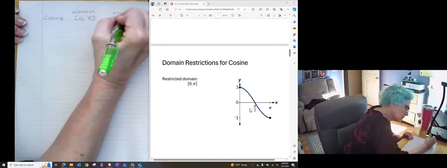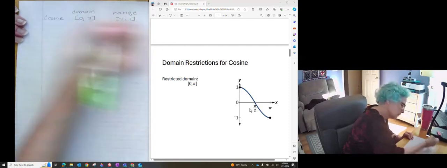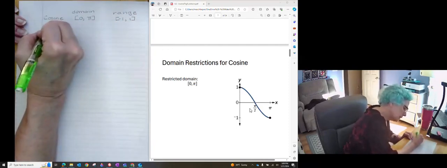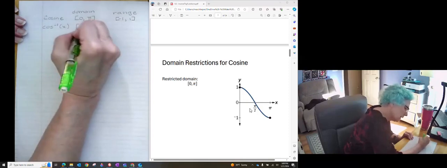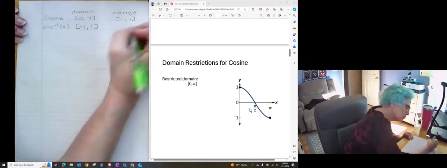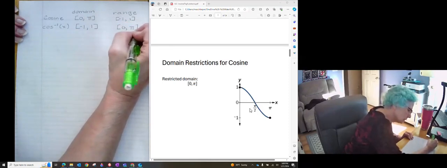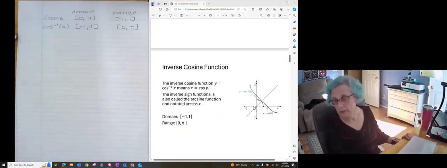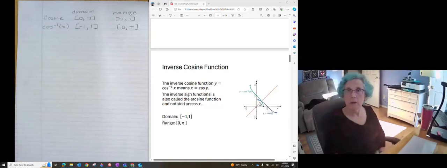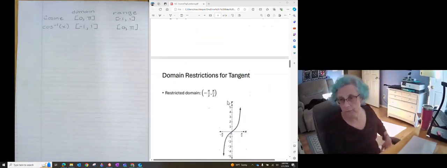Our range is negative 1 to 1. So for inverse or arc cosine, our domain is negative 1 to 1, and our range is 0 to pi. There's the pretty picture. And you notice they are reflected about the identity line, just like all inverse functions are.